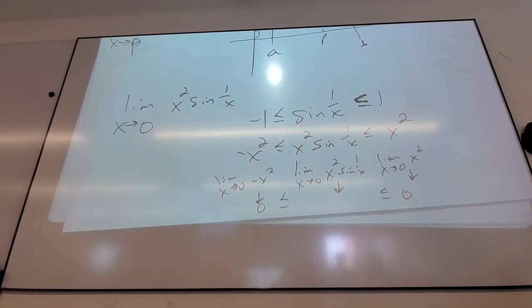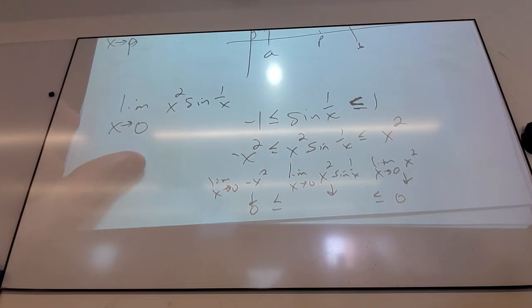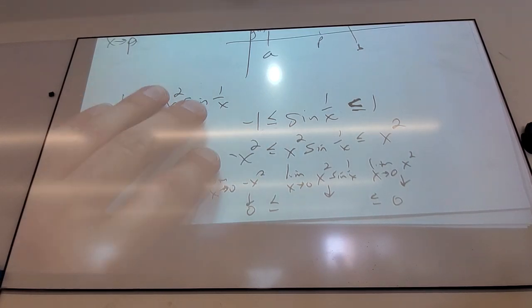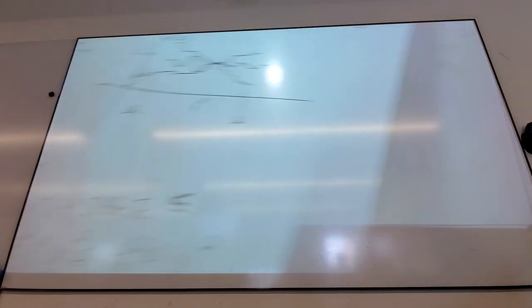So squeeze theorem does not show up a lot. There's only a couple problems in the homework, I think. It will come up again later. It is really, really, really useful in one thing later. Right now it's just sort of a little side note. It's really interesting, but okay.